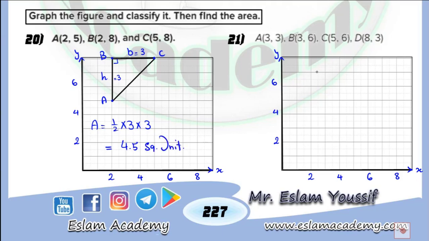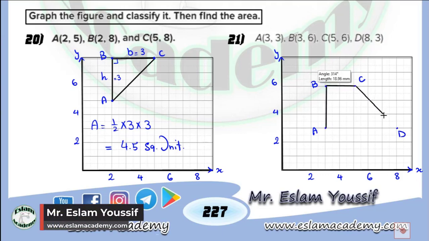In question number 21, we need to graph and find the area. The point A is (3, 3), going to the right 3 and going up 3. That's the point A. The point B is (3, 6), going to the right 3 and going up 6. That's the coordinate of the point B. C is (5, 6), going to the right 5 and going up 6. D is (8, 3), going to the right 8 and going up 3. You will find that the shape that we have is a trapezoid.